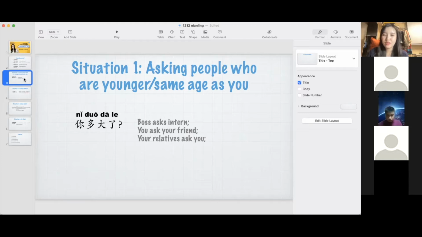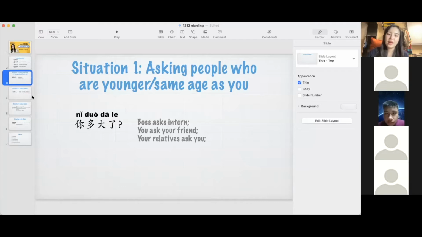So yeah, I will just go by situation, and let's talk about the four different situations to ask about age. The first one is asking people who are younger than or the same age as you. For example, the boss asks an intern, 你多大了? How old are you? It's a really common way to ask about people's age. You can ask your friends, 你多大了?